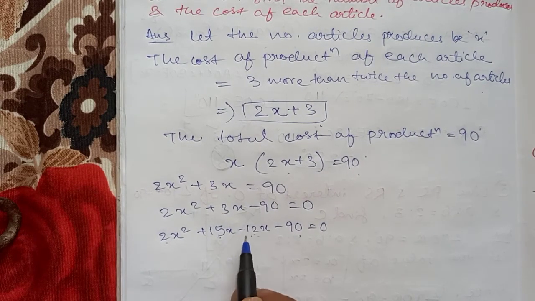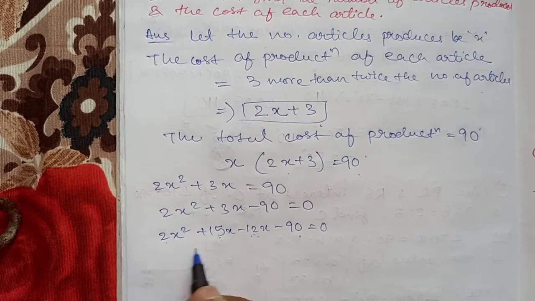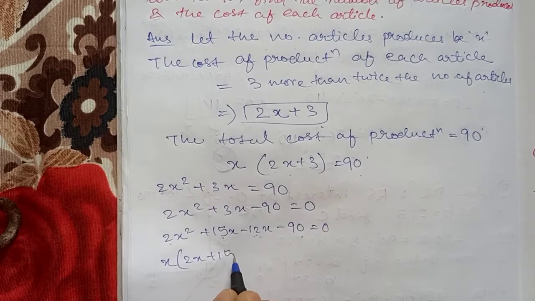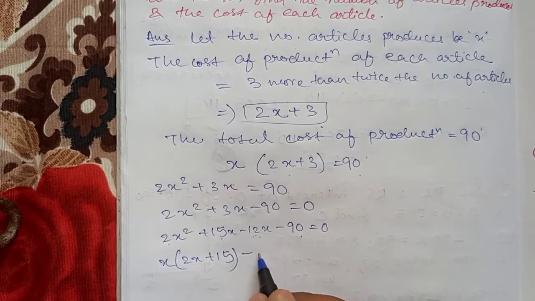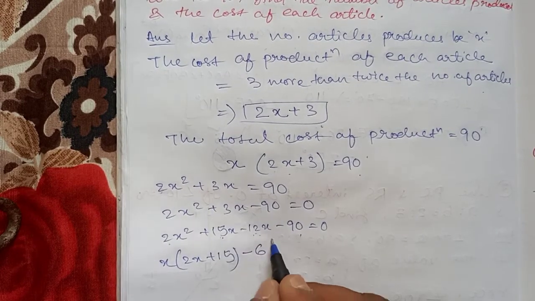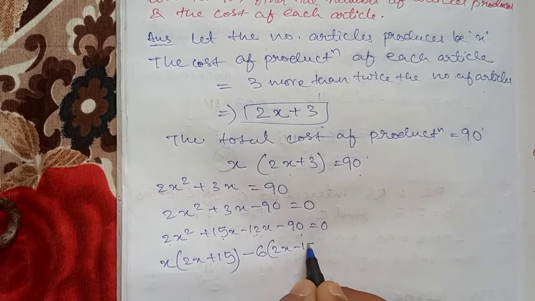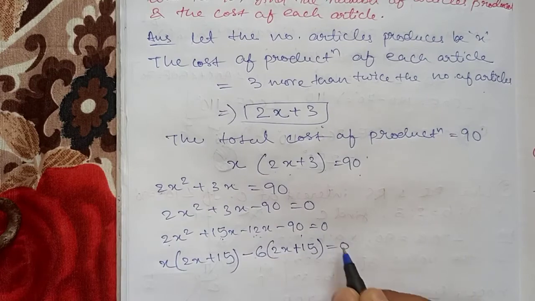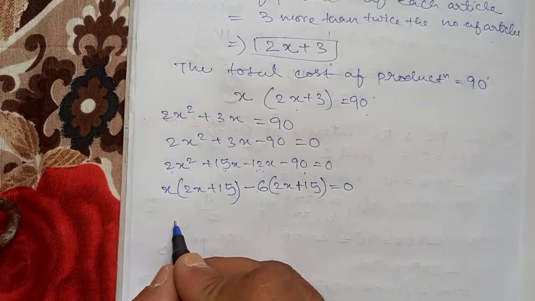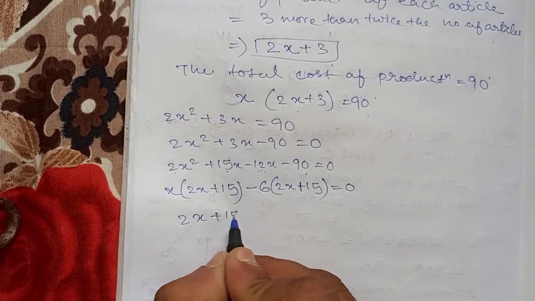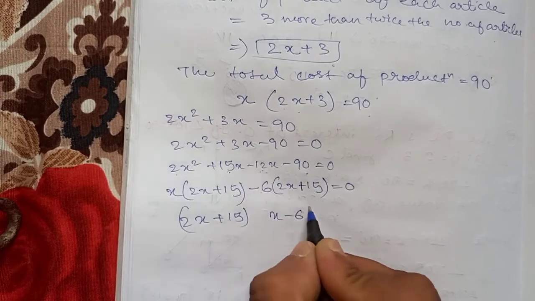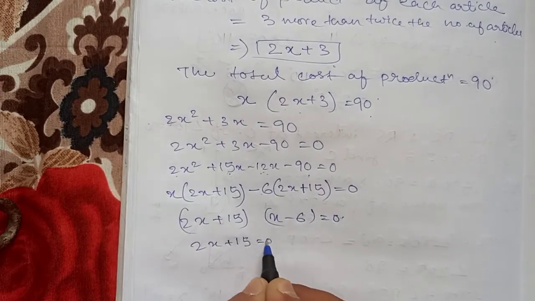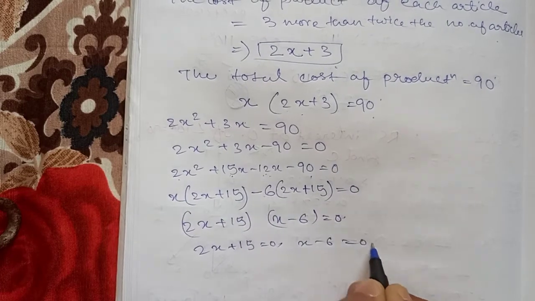You will get 15 and 12 in the numbers. Now take x common from the first two terms: 2x plus 15, and from the other two take 6 common, so we will get x minus 6. So the factors are 2x plus 15 and x minus 6 equals 0. So 2x plus 15 equals 0 and x minus 6 equals 0.